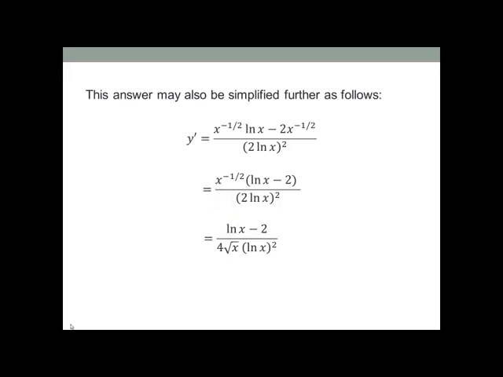Also, in the denominator, 2 times the natural log of x squared is the same as 2 squared times the natural log of x squared. Well, 2 squared is equal to 4, so I can move that outside of the parentheses. Therefore, my final answer for the derivative is the natural log of x minus 2 divided by 4 times the square root of x times the natural log of x to the second power.